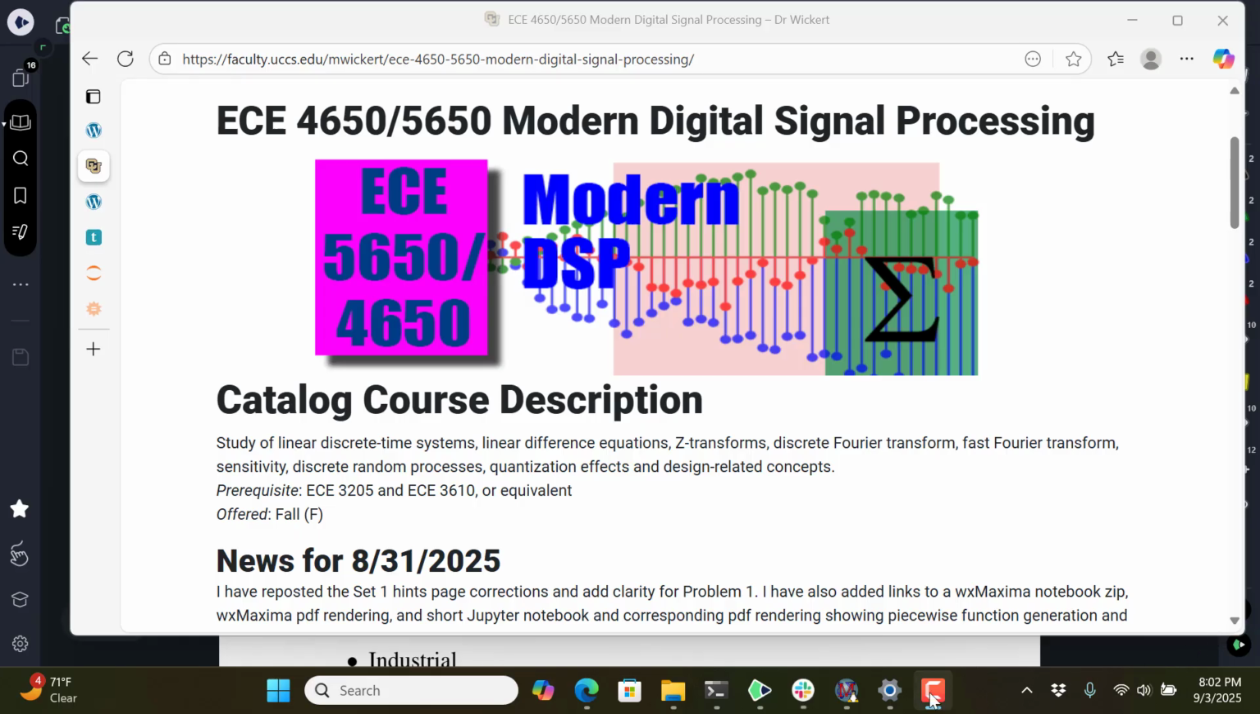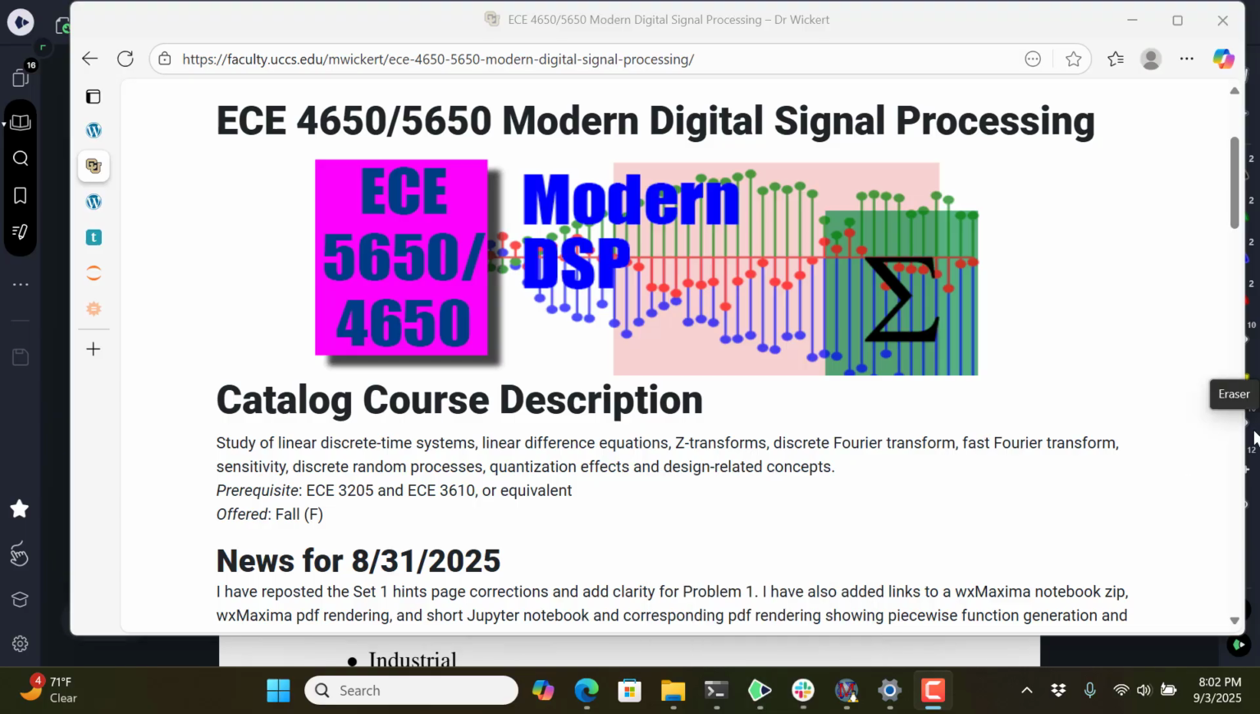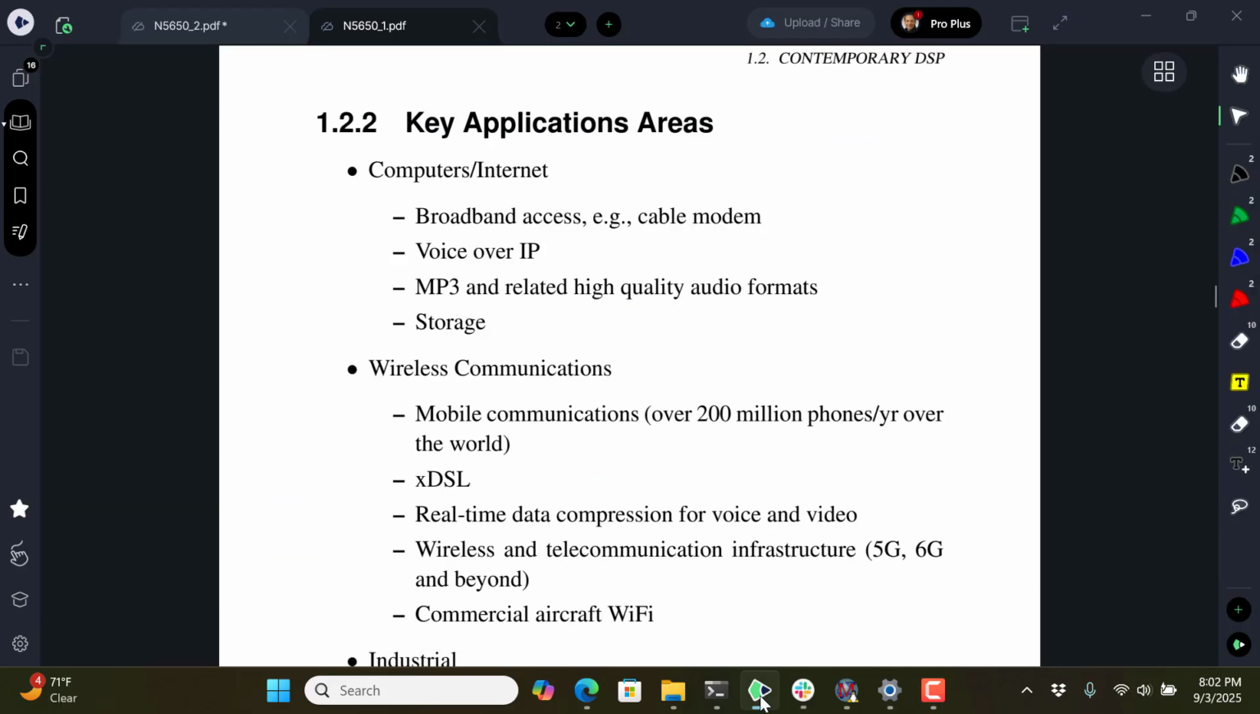So for starters, I wanted to talk about a background of where DSP is used in practice. So I'm going to jump back over to the lecture notes. And this was lecture 1. This is key application areas. Most of you know DSP finds lots of applications, but this is just a quick overview of things that we find where DSP system level design takes place.